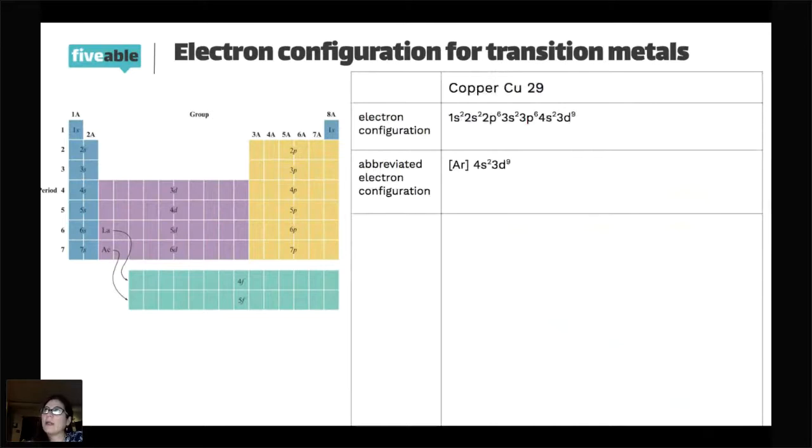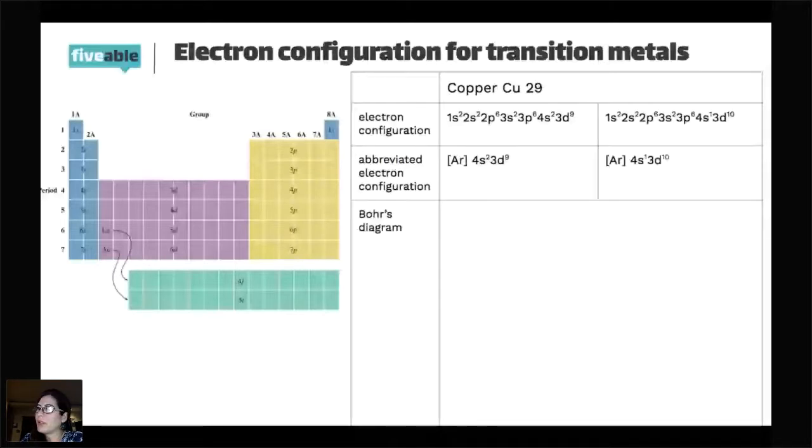And then again, we have an exception for copper. This is what we would expect. What do you think would be the observable configuration? If this is the expected one and on the same trend of the stability, what do you think the change would be? What do you think the real one is? Exactly, Camila, very good. The real one, as Camila is telling us on the chat, is 4s1 3d10. And the reason is the same as before, stability.